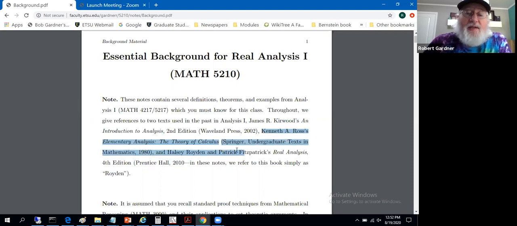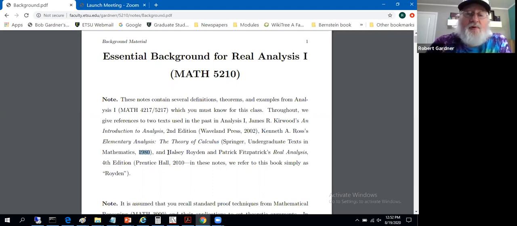Some of my colleagues throughout the 2010s and on into the 2020s, I think, are using Kenneth Ross's Elementary Analysis, The Theory of Calculus. It's in a second edition. There's a newer edition out since 1980.